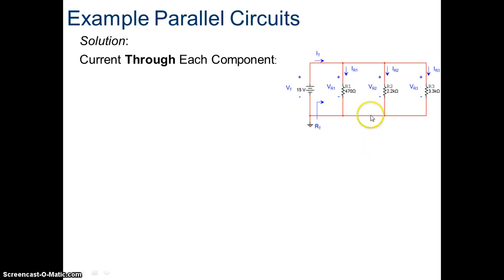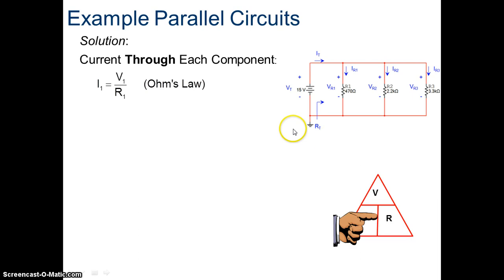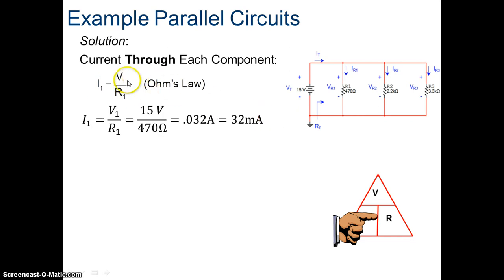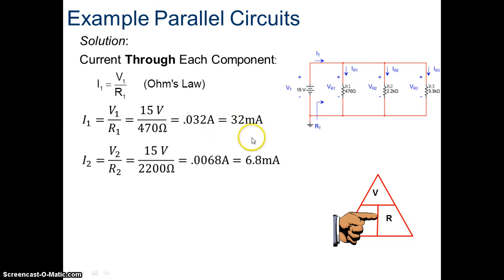We have the voltage and the resistance of 1, of 2, and of 3. For resistor 1, we can use V equals IR, and we rearrange it, so I equals V over R. Remember, these subscripts are just telling you which component we're looking at. So we're looking at the first one, so our 15 volts is going to stay the same for all of them. All we have to do is plug in our 470 ohms for resistor 1. We get 0.032 amps, or 32 milliamps, because we move the decimal place over 3 times.